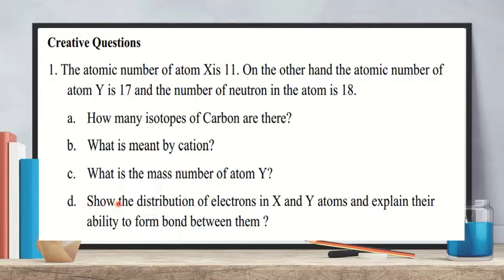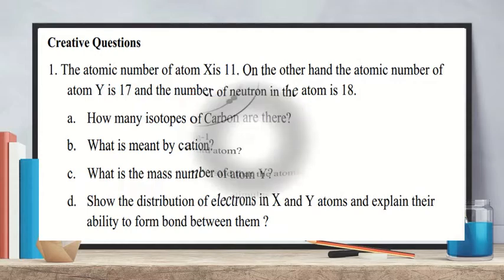Question d: show the distribution of electrons in X and Y atoms and explain their ability to form a bond between them. In the last class, we had learned this. Here X is sodium, that means it has 1 electron on its last shell, 2, 8, 1, and Y is chlorine, 2, 8, 7. It has 7 electrons on its last shell. So X is a metal and Y is a non-metal. So metal and non-metal will form a bond that will be an ionic bond. In question d, you will explain the formation of this bond.